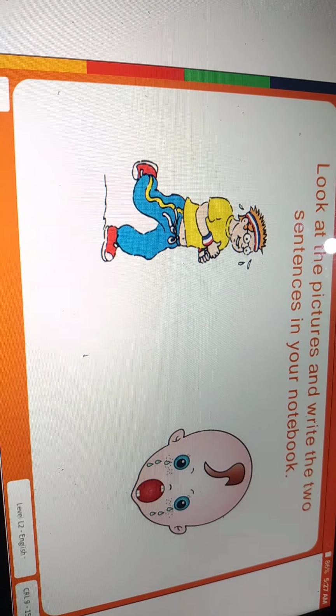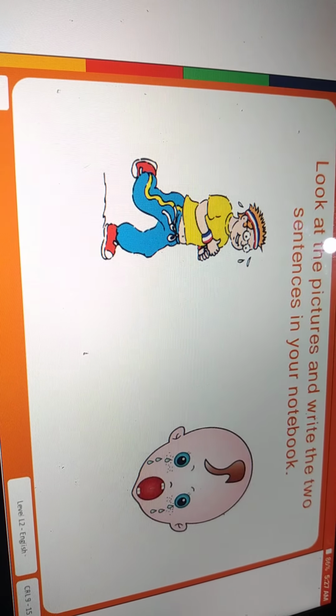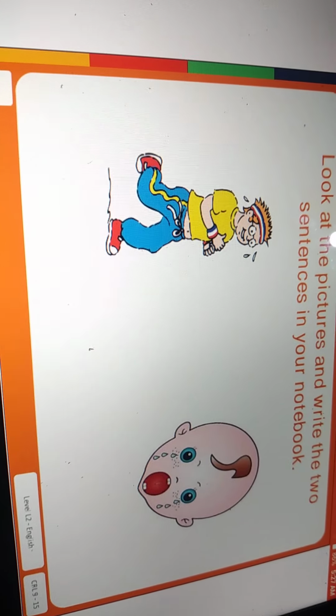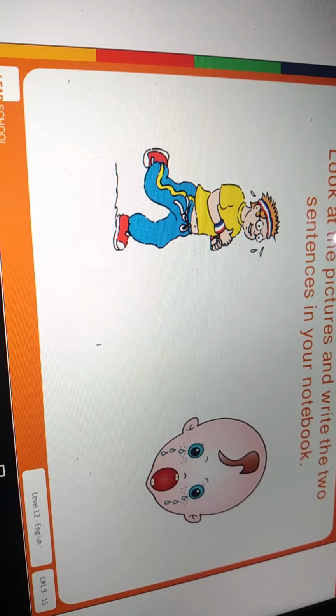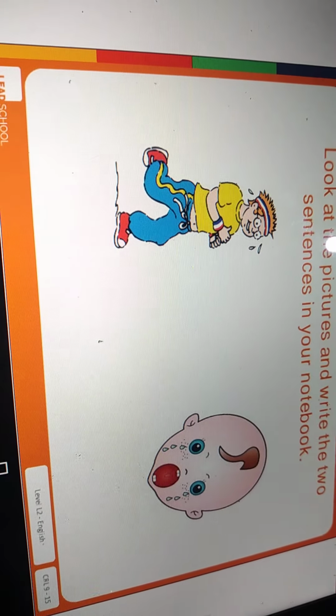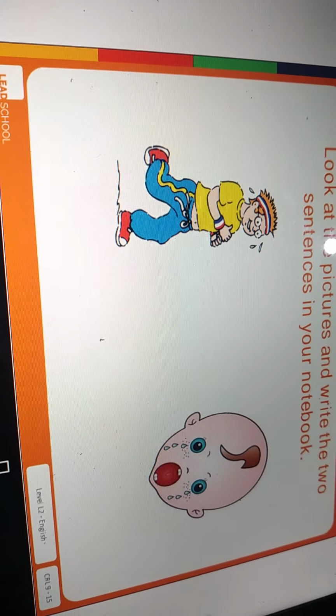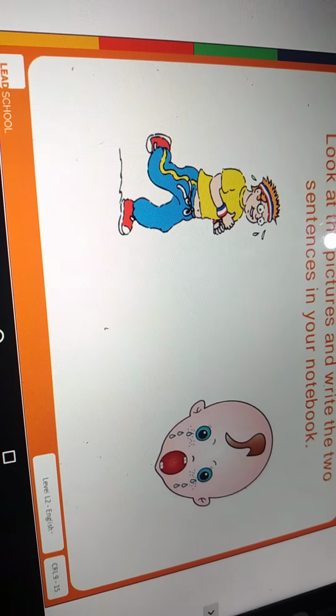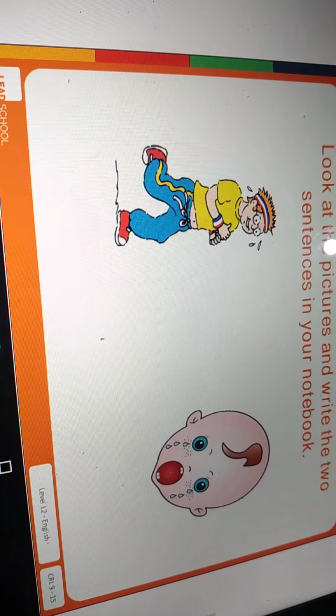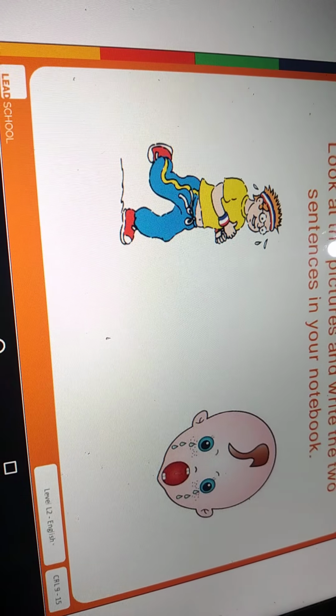Okay, children. Now look at this picture and write the sentences in your rough note. All of you take your rough note first and then look at the picture, then write it, children. Take your rough note. 3, 2, 1, children. Have you all taken? Okay, now look at the pictures and write the sentences for the given two pictures.